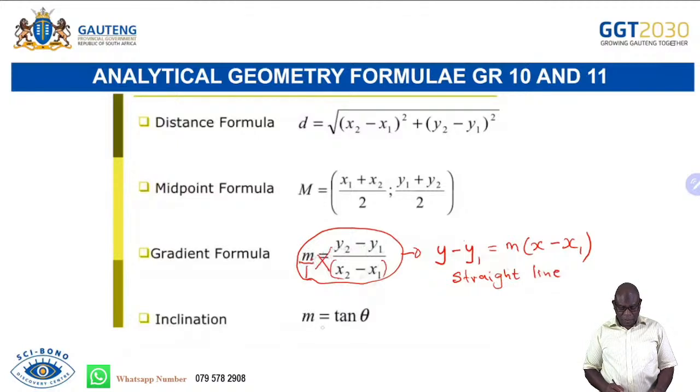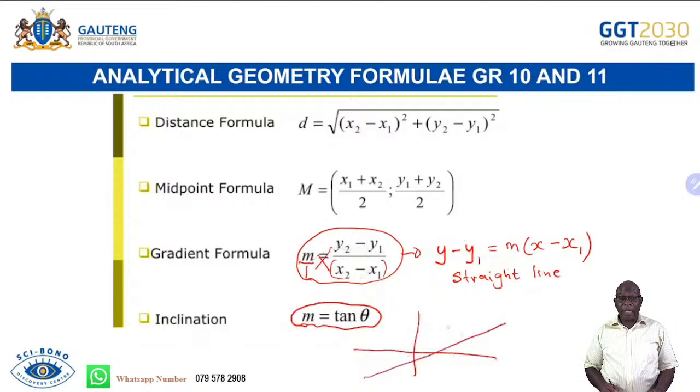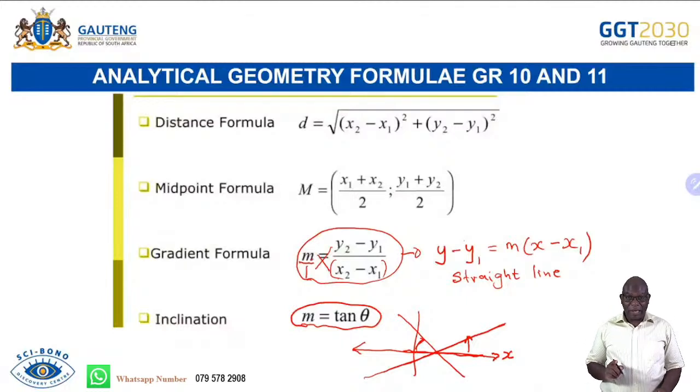The last formula is for the inclination. This formula, we only use it when we have an angle which is formed between a straight line and the x-axis. So we are only going to use this formula when I have the angle which is formed between the straight line and the x-axis. If I've got a line like this going that way, it is between the x-axis and the straight line. Can you see that this formula will only work there.